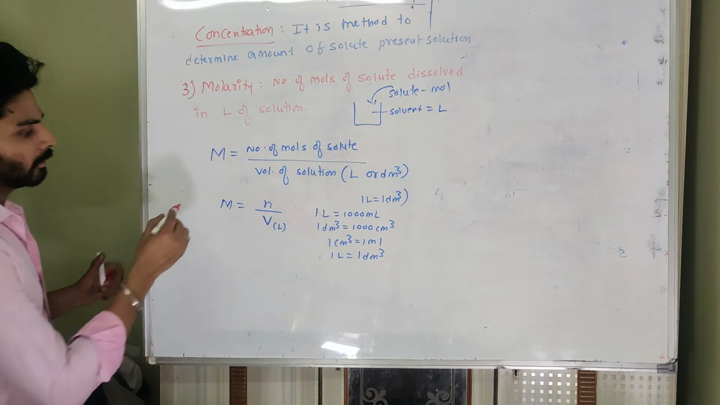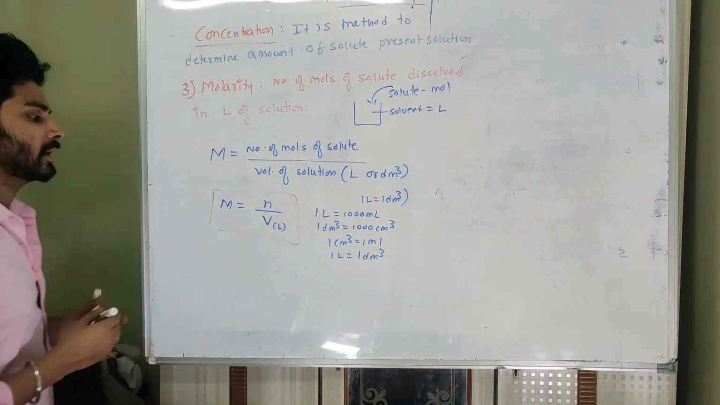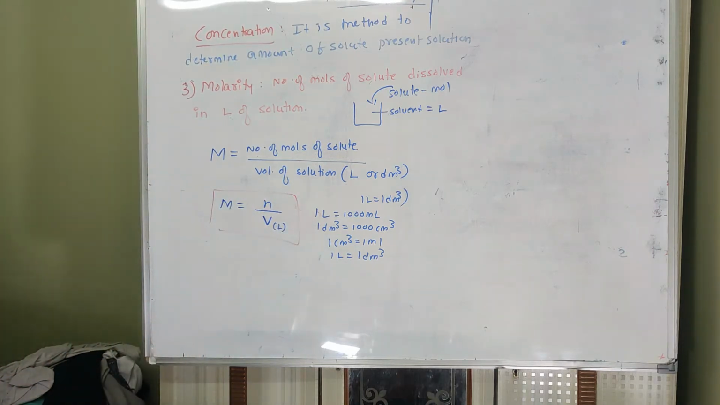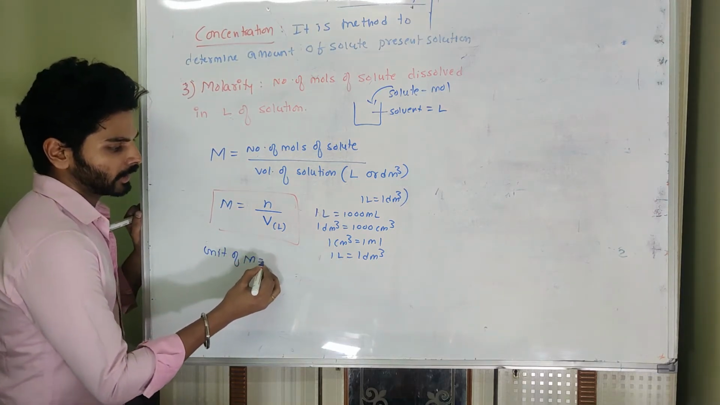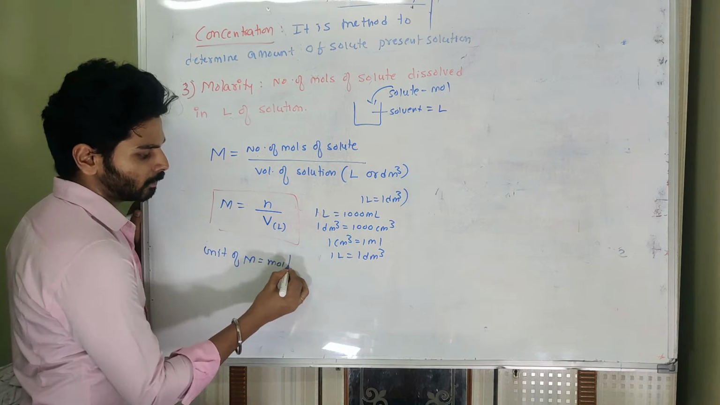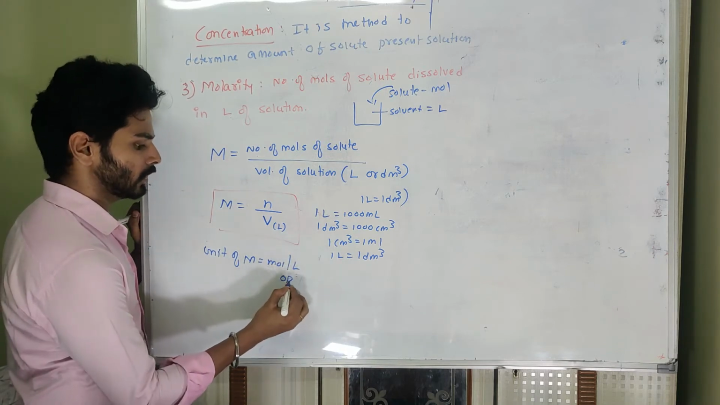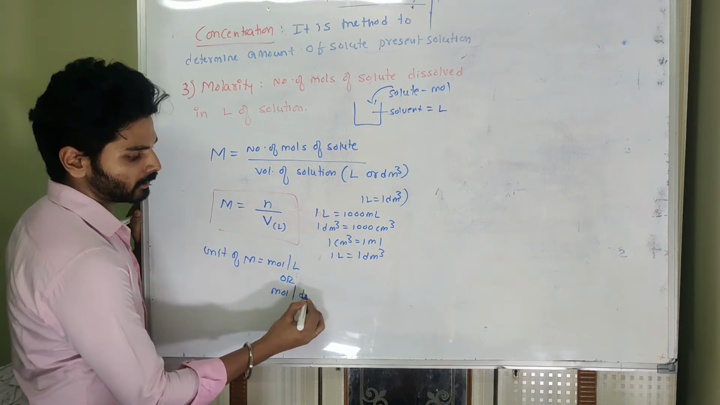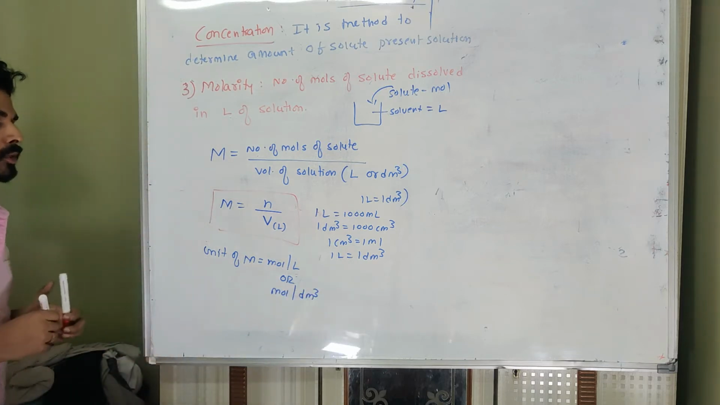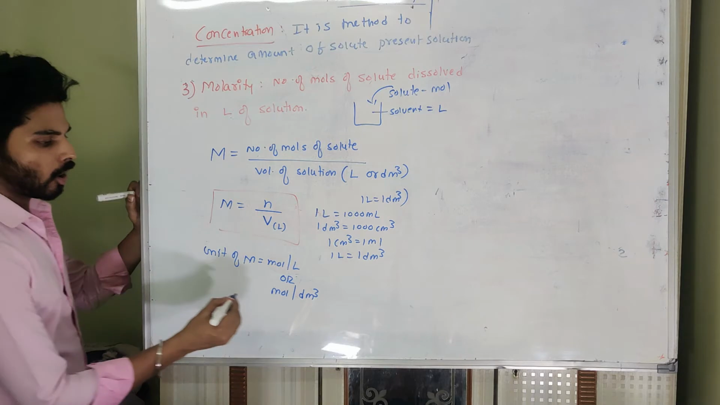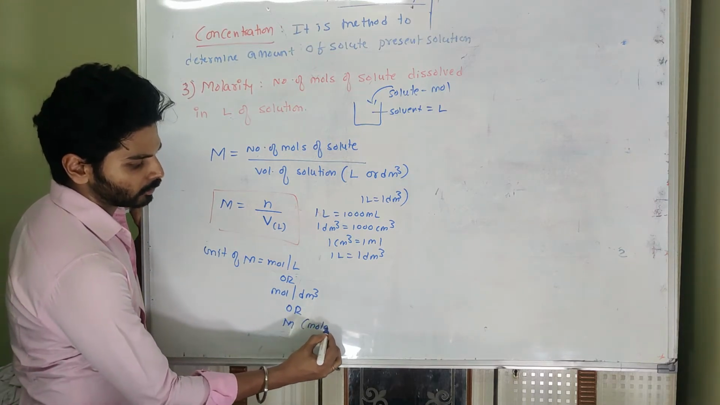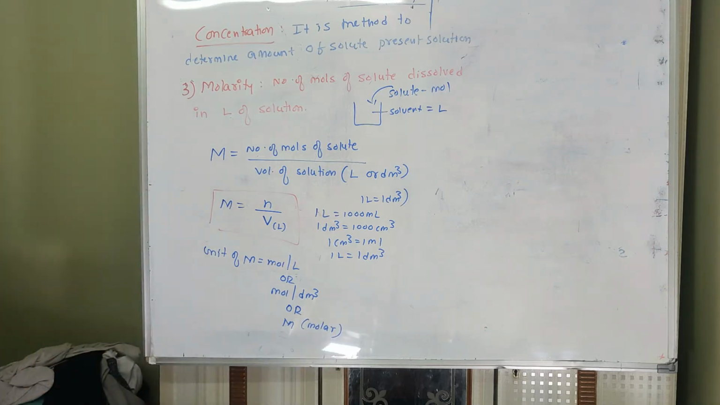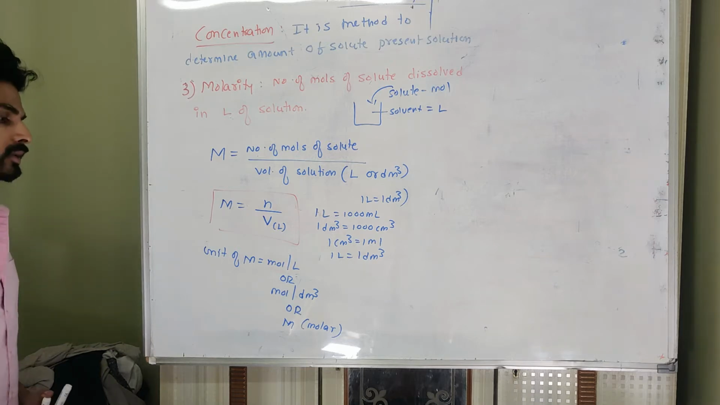So this formula can be used to calculate molarity, that is moles upon volume of the solution. The unit of molarity is mole per liter or mole per dm cube. So volume of solution can be in liter or in dm cube, or it is simply written as capital letter M. We pronounce it as molar. Capital letter M stands for mole per liter only, or mole per dm cube. It is pronounced as molar.